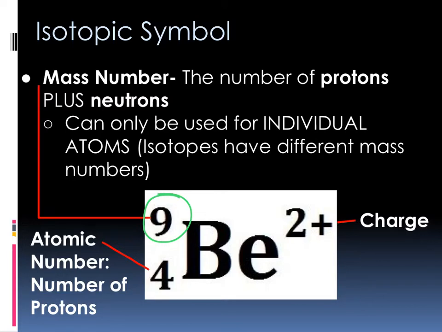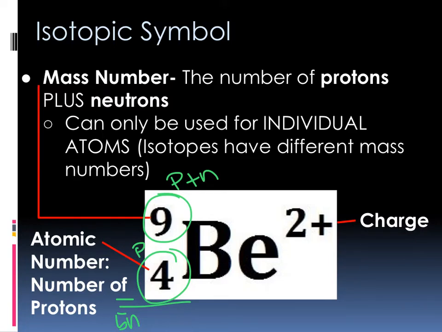So when we go to figure out the number of neutrons using the isotopic symbol, right here we have the atomic number, and essentially it's already set up as a math equation, because this is protons and neutrons. This is just our protons. We subtract, we have 5 neutrons. Okay, so it's very easy using the isotopic symbol to figure out that information.